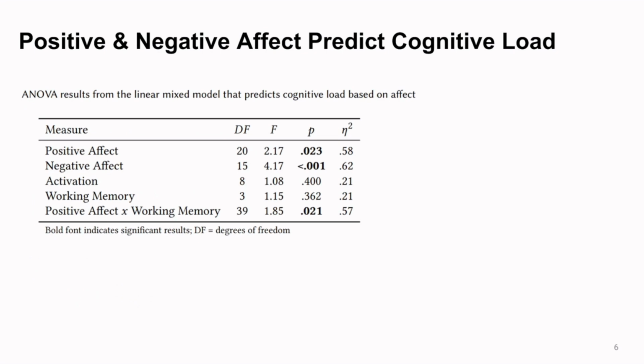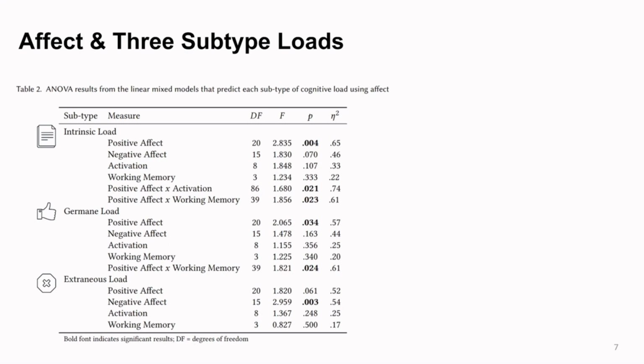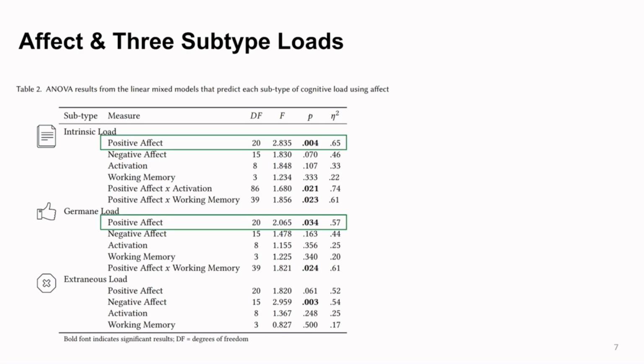Here are the ANOVA results in prediction for the overall cognitive load. We found positive affect and negative affect have significant effects in the modeling. Here we look at the modeling for the subtypes. We found positive affect can predict both intrinsic and germane load, while negative affect was found to be able to predict the extraneous cognitive load.